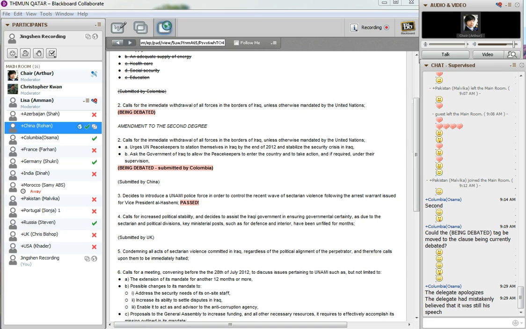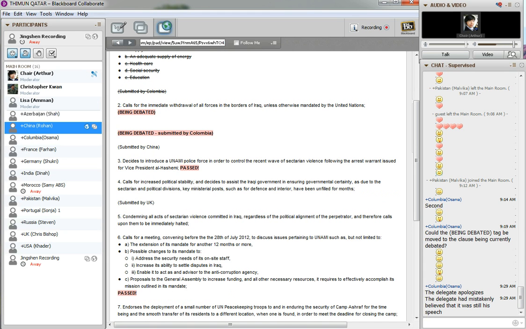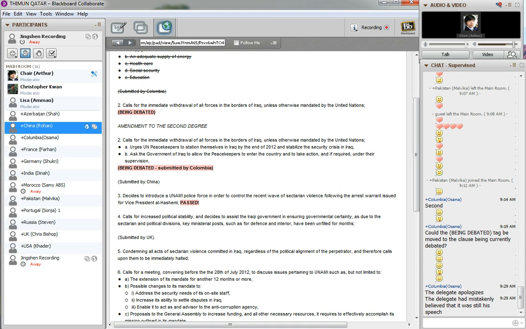With 4 votes for and 7 votes against, this amendment fails. We'll now move directly to voting procedures on the first degree amendment, which is the second degree amendment without the added subclauses. There will be votes for and against. Delegates voting for, please click the check button, and all voting against, click the X button.